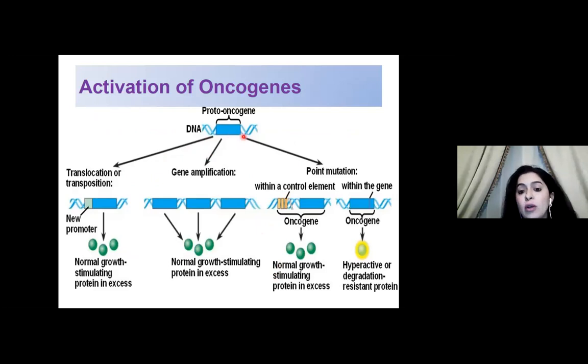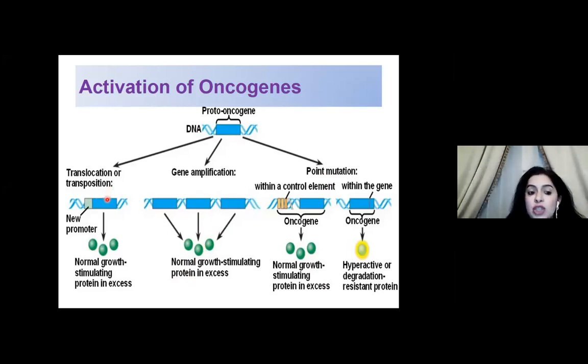It can turn to an oncogene if there is a point mutation. So it turns from a normal gene that promotes normal cell growth and cell division into a hyperactive protein, which stimulates uncontrolled cell division in case there is a point mutation. With gene amplification, this gene is expressed uncontrollably, producing normal growth stimulating protein in excess. So this oncogene is expressed in excess. There are many of these oncogene proteins, so it's going to stimulate more cell division.